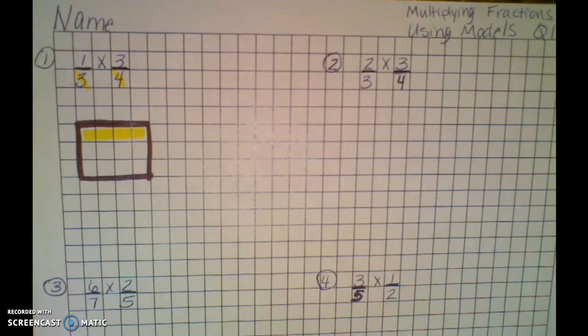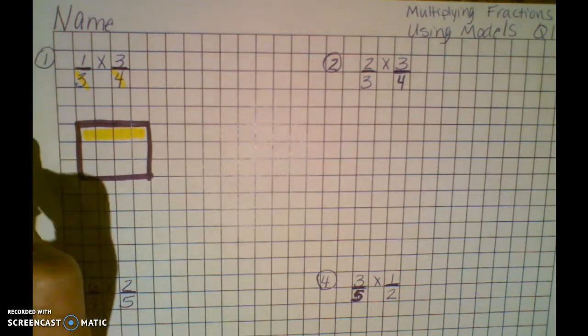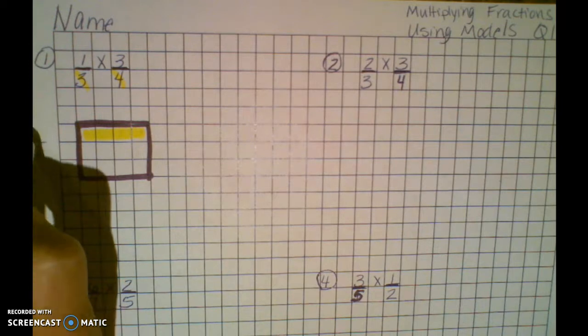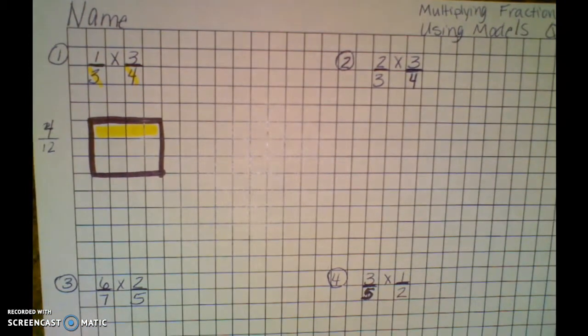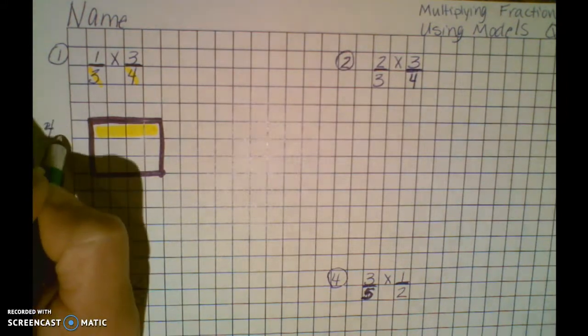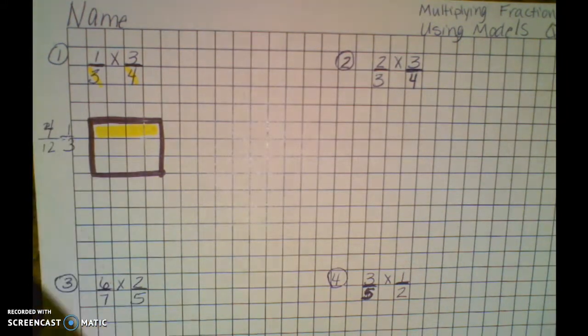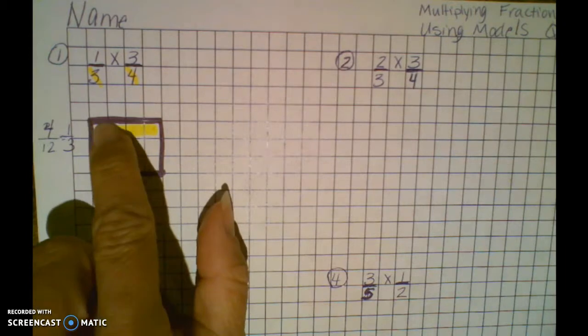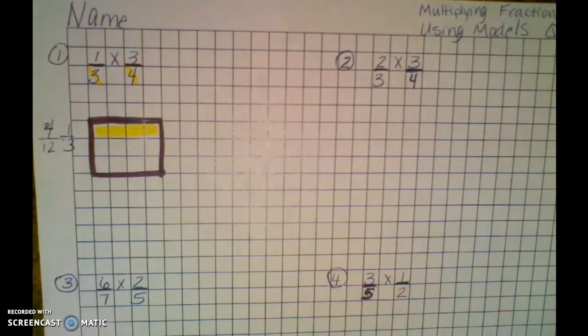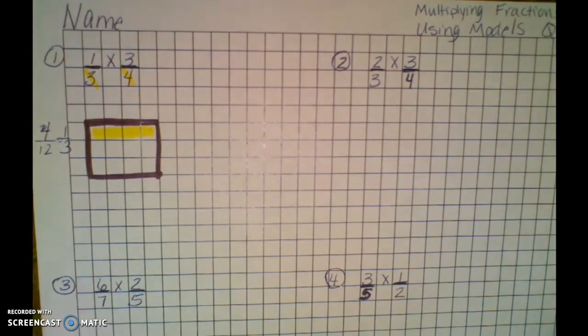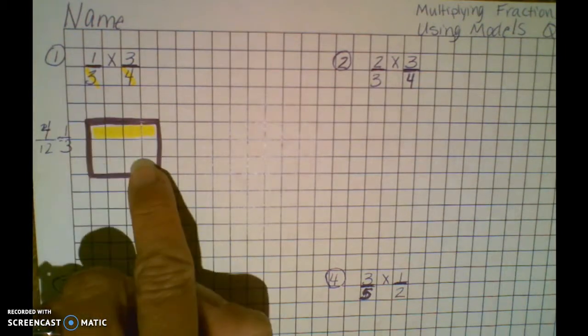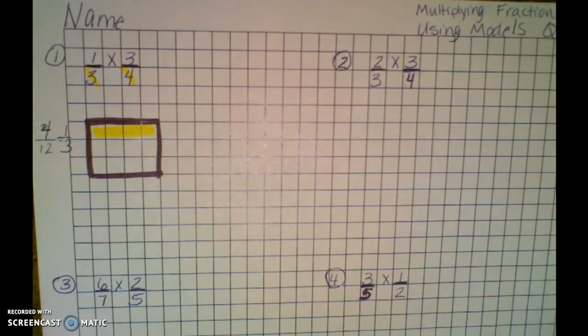Now, let's look at that. Out of 12 pieces, I've taken 4. And when I simplify that, that's 1/3. So can we agree now that to take one full row, we have taken 1/3 of our model? I think we can, because there's 1, 2, 3 rows. I've taken one of them.